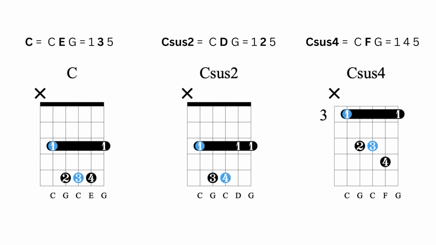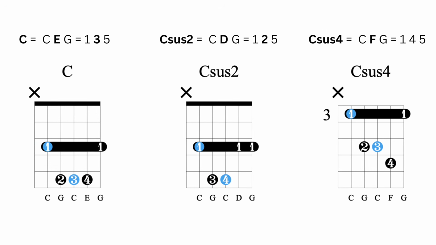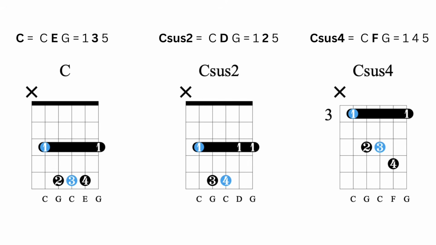Suspended chords. Sam also makes heavy use of suspended chords. A suspended chord replaces the third of the chord with either the 2nd or 4th degree of the scale. So instead of C, E, G for a C major chord, the third E is replaced with either a D for a C sus2 or an F for a C sus4 chord.